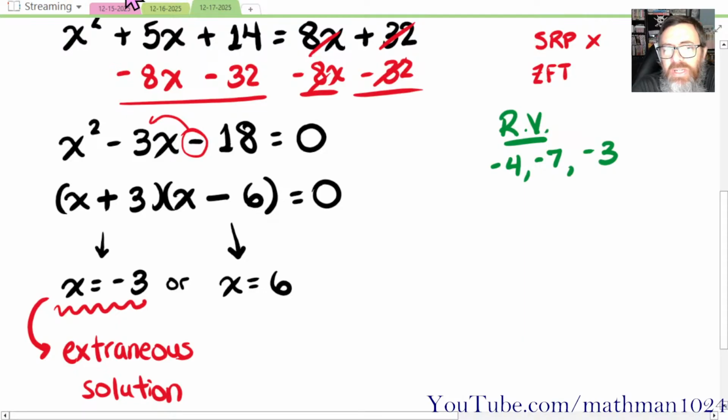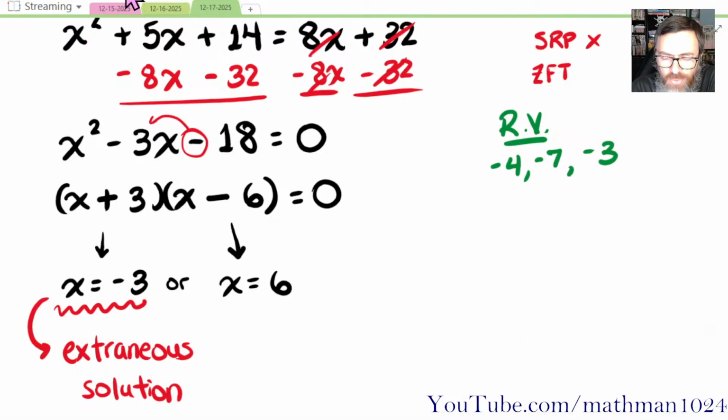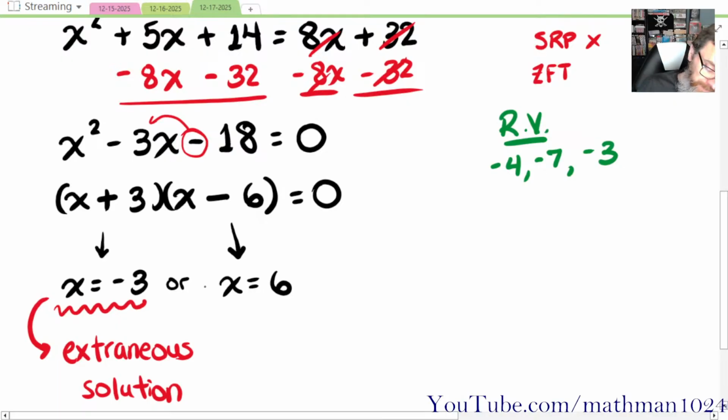It doesn't mean that we did anything wrong. It just means that when we try to plug this answer back into the original equation that has its own kind of restrictions, it doesn't work out and it gives us something that's undefined, or a bit of an error. But x equals 6, that one's going to be fine.